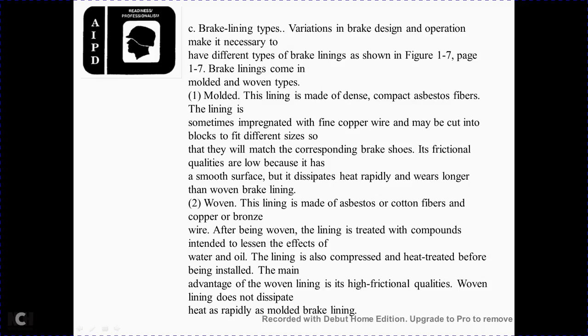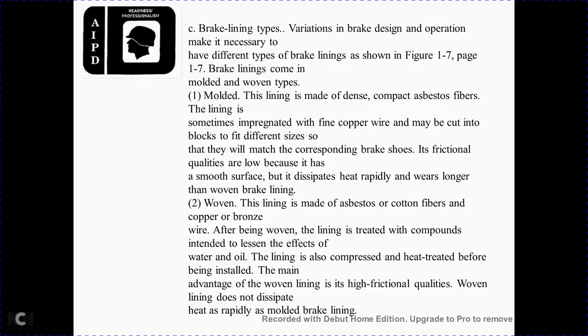Brake lining types. Variations in brake design and operation may require different types of brake lining, shown in figure 1, page 1. Brake linings come in molded and woven types. The molded lining is made with dense compact asbestos fibers. The lining is sometimes impregnated with fine copper wire and may be cut into blocks of two different sides, which will match the corresponding brake shoe.